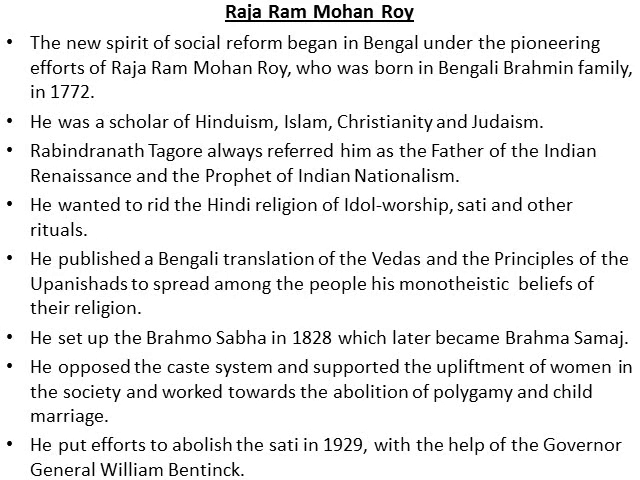Then Raja Ram Mohan Rai opposed the caste system. Though he belonged to an upper caste, a Brahmin caste, he opposed the caste system and he supported the upliftment of women in society through education. He worked towards abolition of polygamy and child marriage. What is meant by polygamy? The custom of having more than one wife at the same time. So he tried to work towards the abolition of polygamy and child marriage.